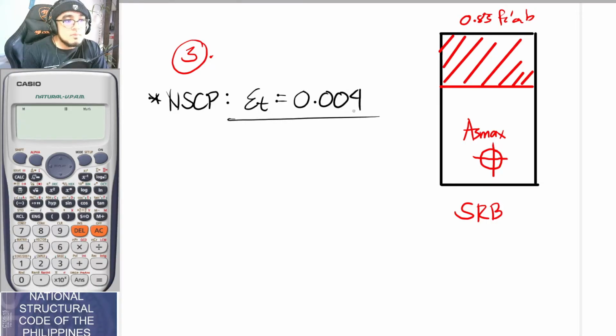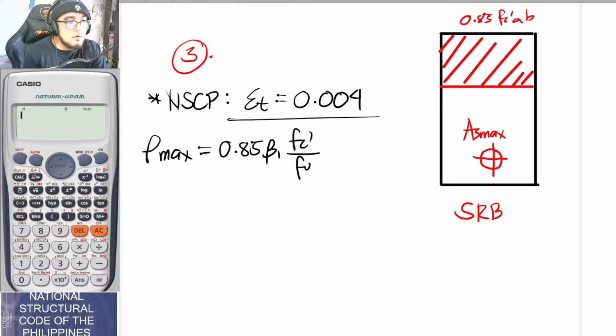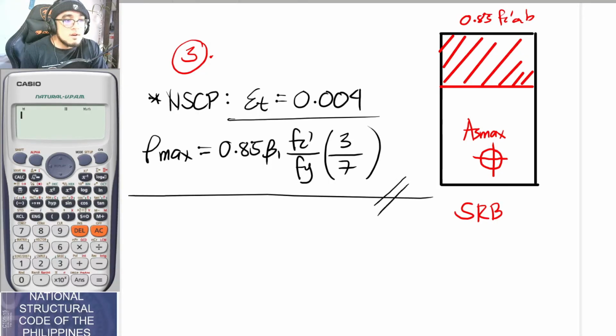So this is to be one parameter, one provision. And from our previous lessons, we have derived the equation for your rho maximum, that is to be equal to 0.85 times beta_1 times fc' divided by fy times 3 over 7. So if you can remember this equation.